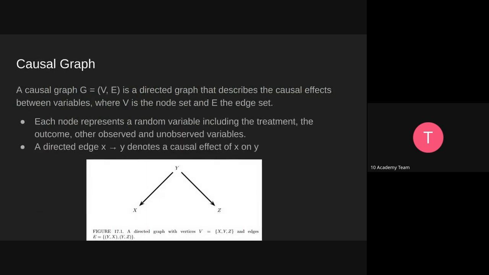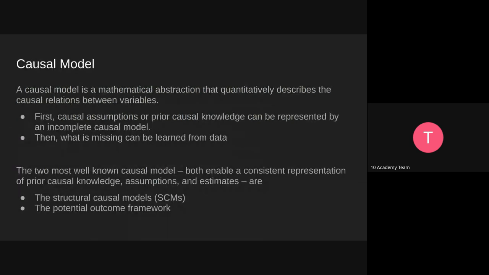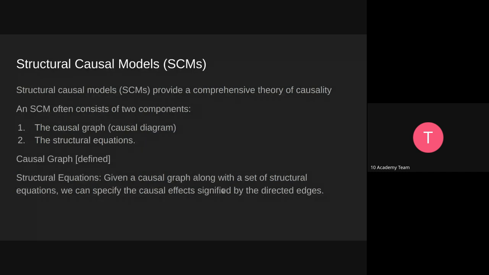We talked about what a causal graph is. That is a graph that we use for the relationship between variables. And then we talked about causal modeling, and we focused on the structural causal model. There are other kinds of modeling as well. The potential outcome framework is another kind of causal modeling. But we focus on the one that uses causal graphs. We talked about that what you need here is a causal graph and structural equations.